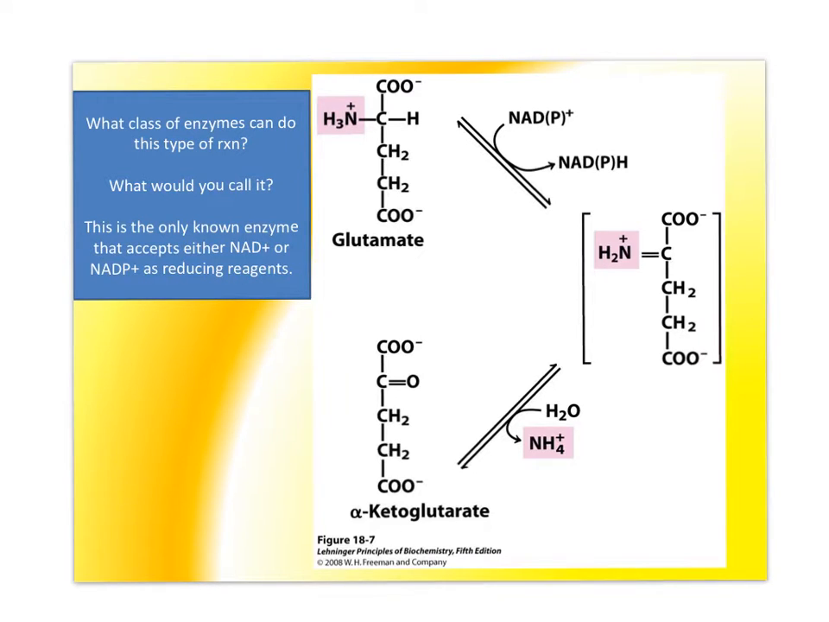Okay. So what class or classes of enzymes can do this? Dehydrogenase. And so if you were to name this one, what would you name it? This is glutamate dehydrogenase. See? We've learned a lot this semester already. This is glutamate dehydrogenase.